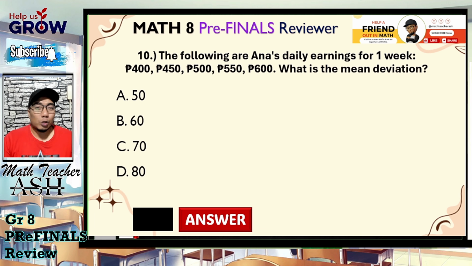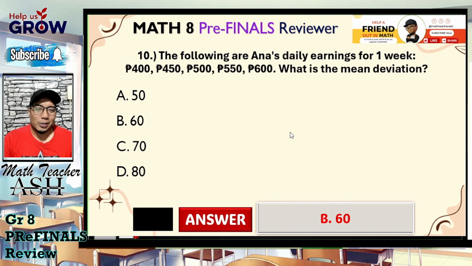The next thing to do is to add those numbers to get the sum. The sum of those numbers, I think, would be 300. And that 300 will be divided by 5 because there are 5 numbers. So 300 divided by 5. What is the answer? Very good. The answer is 60. So letter B is the correct answer. Let's check whether we are correct, my dear math learners.